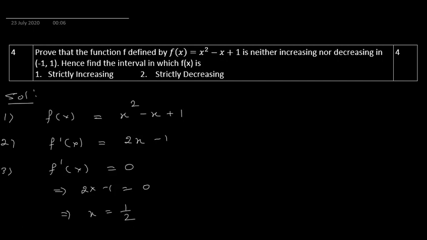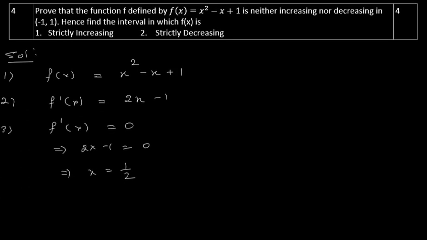So x equals half is a critical point, and this critical point divides the interval (minus 1, 1) into two parts. I have minus 1, I have plus 1, and there is one value, half, in between. So half will be somewhere here. I will not show 0 because then I will confuse about the intervals. So here I have two intervals: minus 1 to half and half to 1.